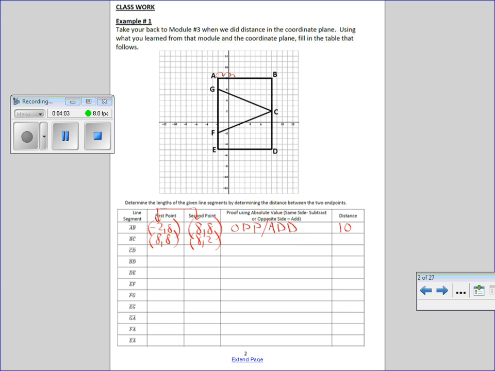Okay, ready? Which coordinate between B and C, X or Y? Which one's different? Luke. The Y, right? Are they on the same side or opposite side? Look at your point B, look at your C. Santino. Same. Do we subtract or add? Good. So then, Santino, what is 8 minus 2?